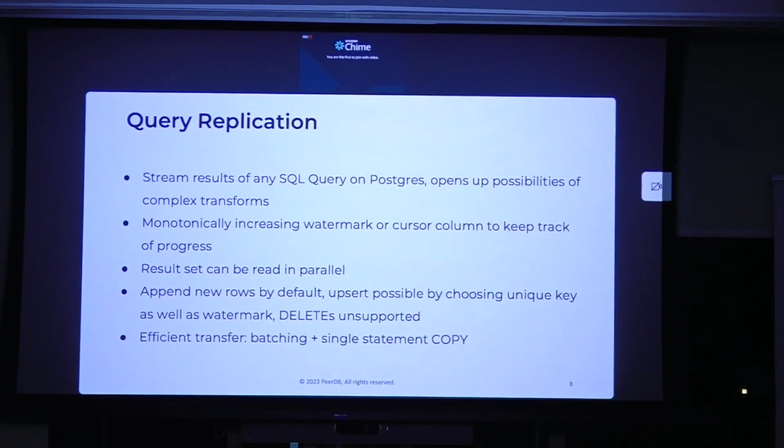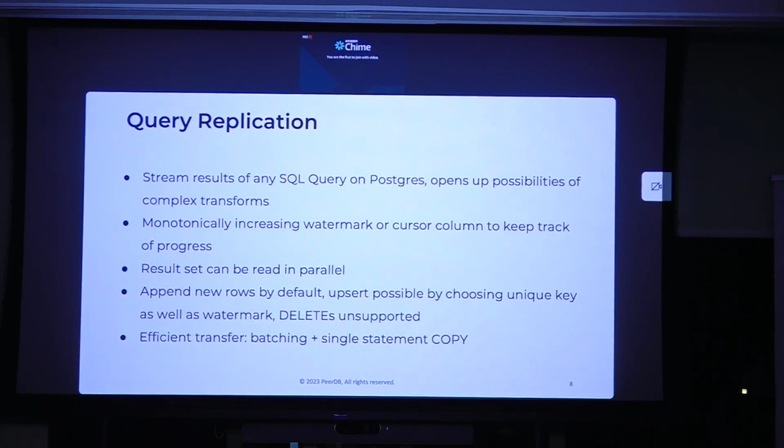The second type of mirror we have is a query replication mirror. So this is a much more intuitive approach. We just stream the results of an SQL query on Postgres to any of our destinations. And this opens up the possibility of any transform. So we could do a select star, we could do a join between two tables, or we could even rename columns on the fly and do transformations on the data as we read it. And this result set of the query is pushed to the destination.